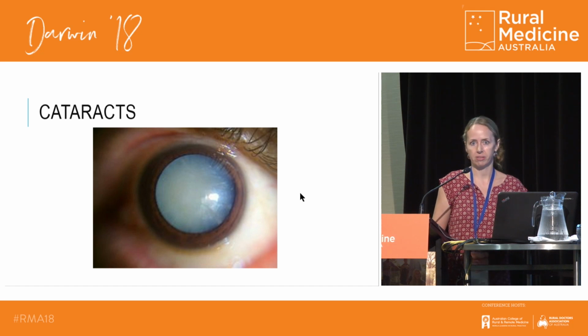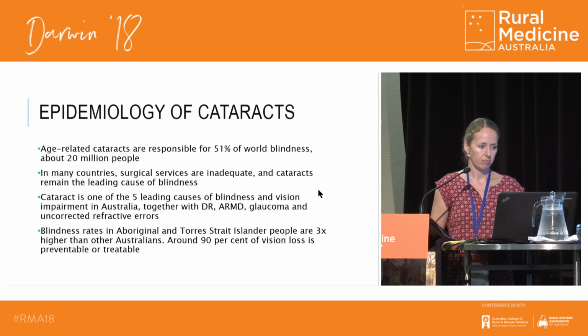Now moving on to cataracts very quickly. It's essentially responsible for half of the world's blindness, about 20 million people. And we're lucky in Australia that we have good access to surgical management. But even in Australia, it's in the top 5 leading causes of blindness and vision impairment. And blindness rates in Indigenous people in Australia are 3 times higher than that of other Australians.